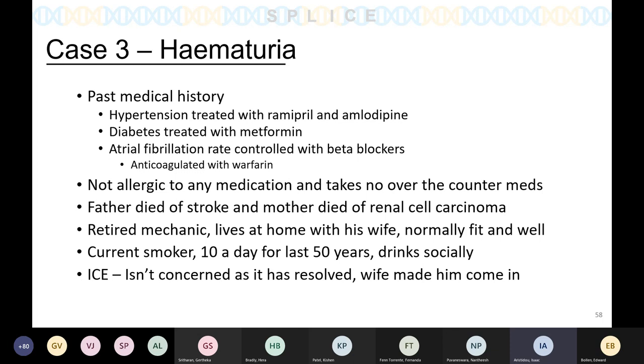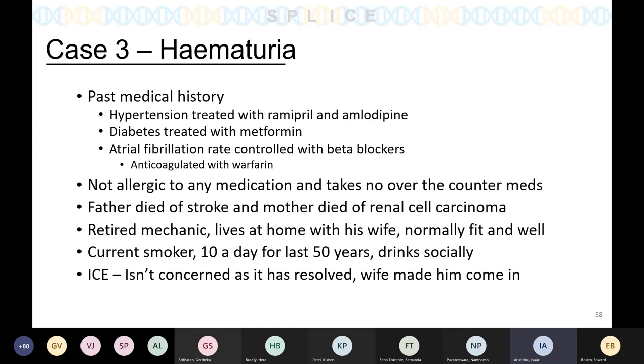So the reason why I threw that in there is because this doesn't actually matter. The risk of the hematuria is the same. If you're anticoagulated with warfarin, it doesn't really matter. If someone's presenting with hematuria, their risk is still the same as those who aren't taking warfarin. So you wouldn't blame it on the warfarin is what I'm saying, basically. You still want to investigate it fully.